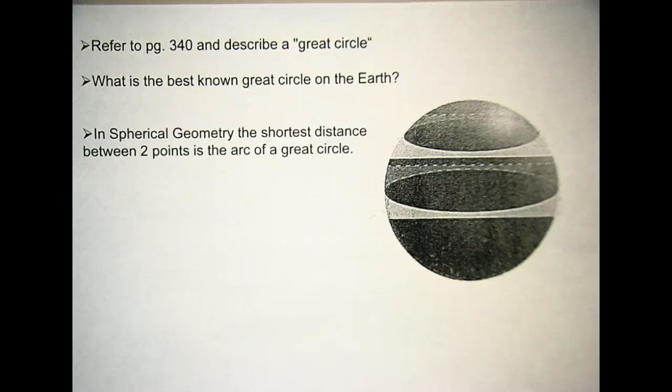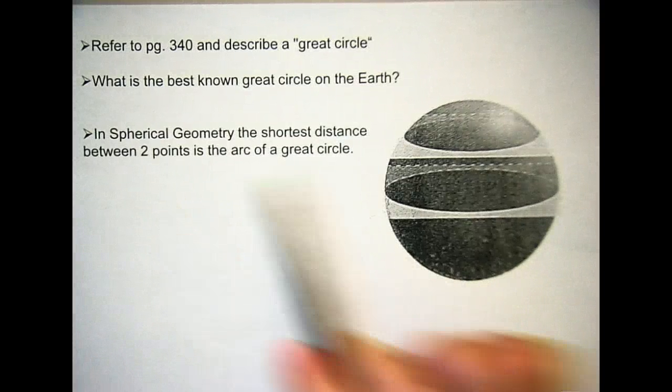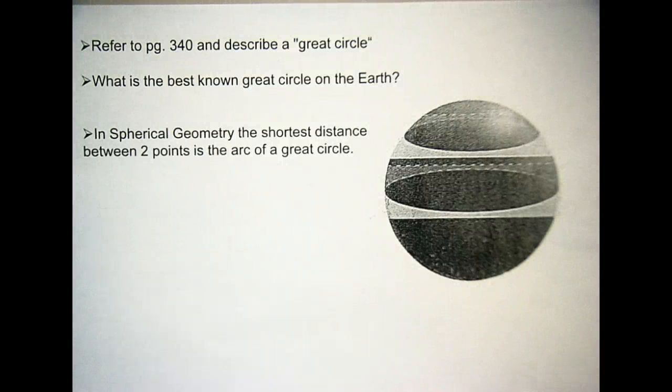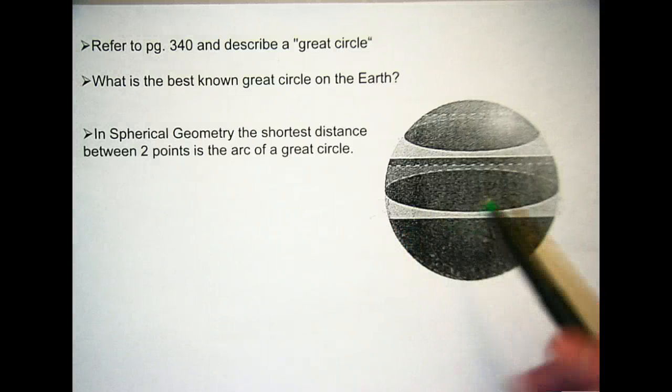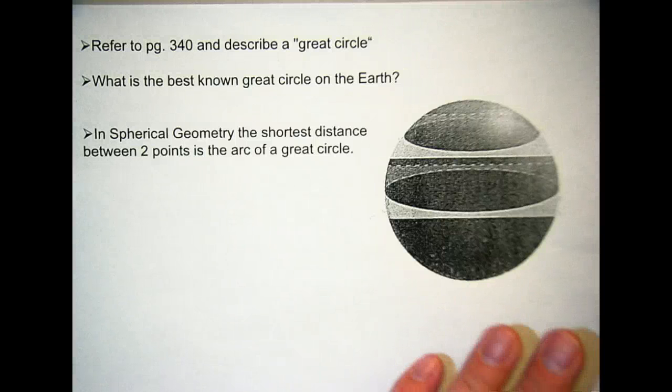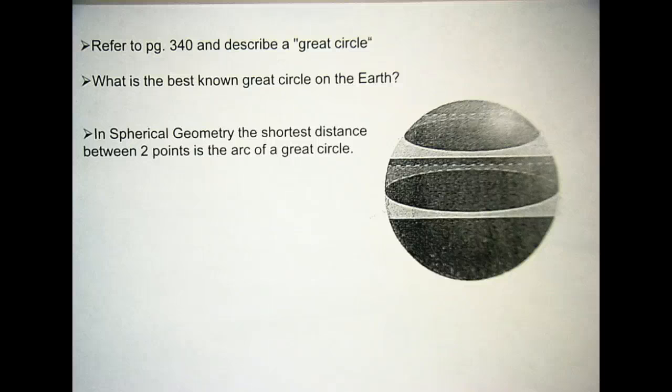All right. In spherical geometry, the shortest distance between two points is the arc of a great circle. And you can make an infinite number of great circles. The one that we reference the most is the equator, but you can make an infinite number of great circles. So think of our globe for a minute.